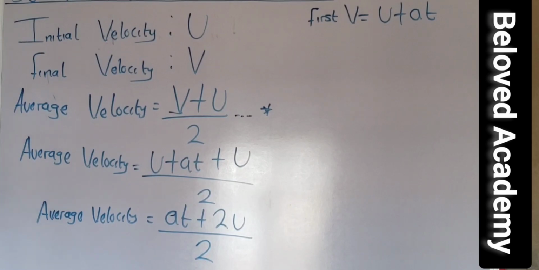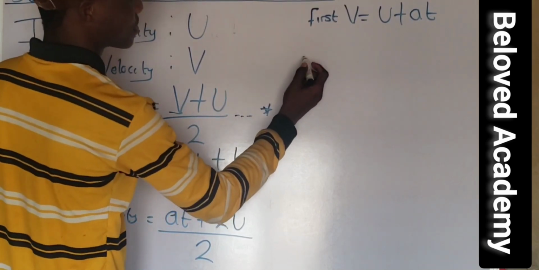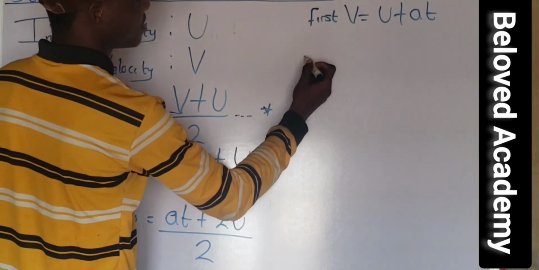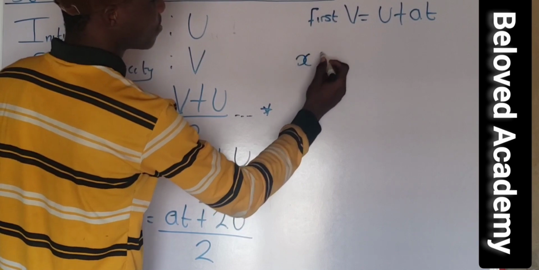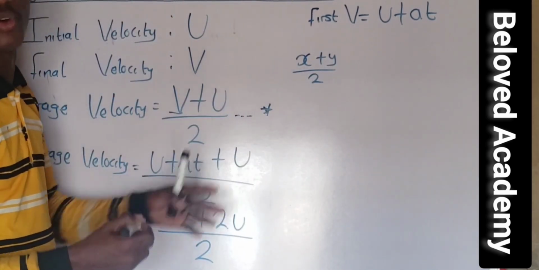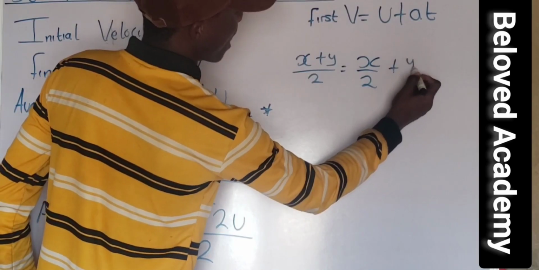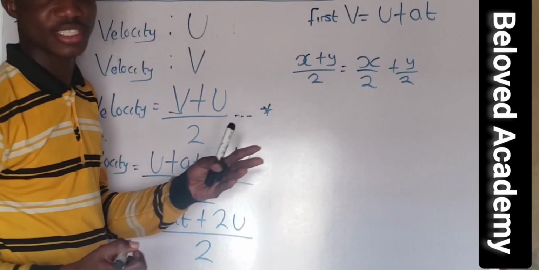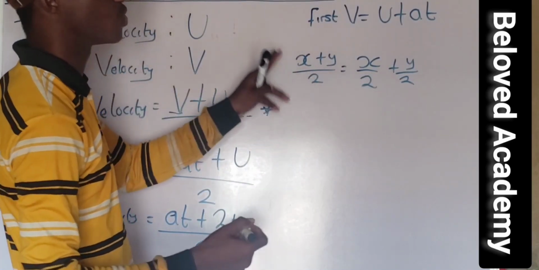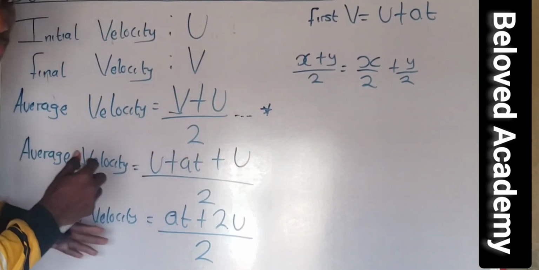Do you understand? Now, please pay attention. If I have x plus y over 2, x plus y over 2 can be written as x over 2 plus y over 2. I'm very sure you understand. If I take the LCM, I'm still going to get this. So I just rewrite this because I'm going to explain something now.